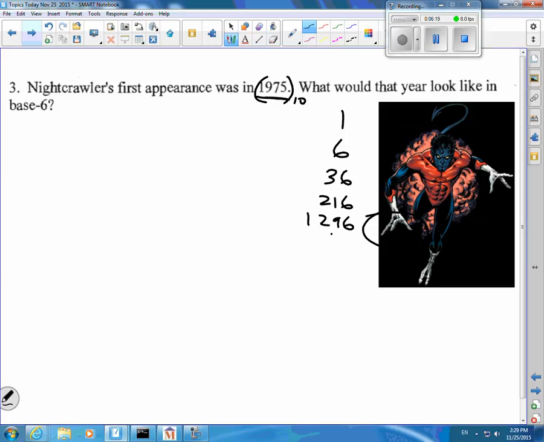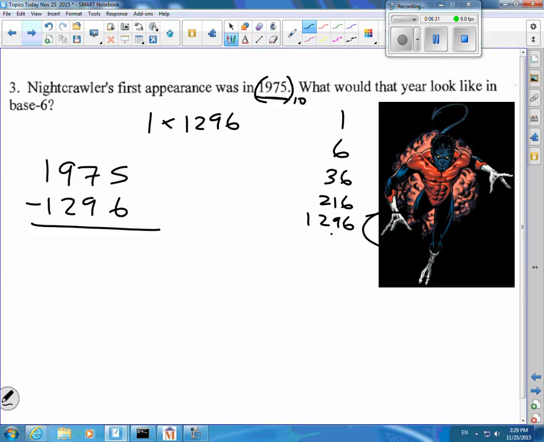So how many 1296s are in 1975? Well, again, one of them. So 1975 minus 1296. Okay, I better be careful. I've got to do lots of borrowing. That's a 6. 15 minus a 6 is a 9. 16 minus a 9 is a 7. 8 minus 2 is a 6. Double check that I did that right.